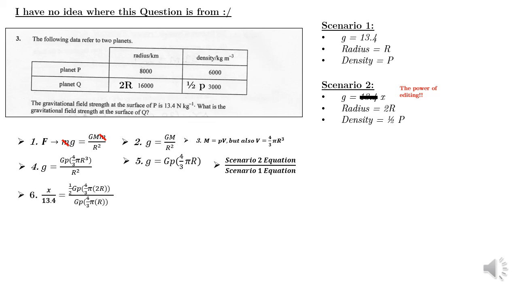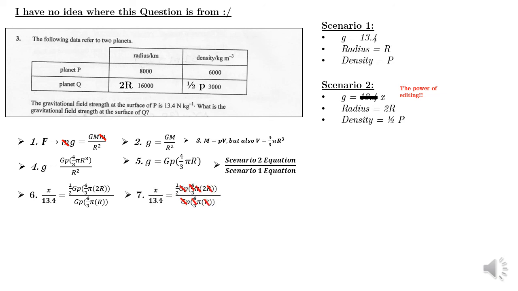But this time at the denominator of our left hand side, we don't have 1, but we have 13.4. So we have x over 13.4 equals a half G P 4/3 pi 2r, which is from our second scenario, because the radius is 2r, so we put it into the equation we have at step 5. And we also know that the density is half, so we also put half there, and divide that whole thing by scenario 1, which is just the standard P values.